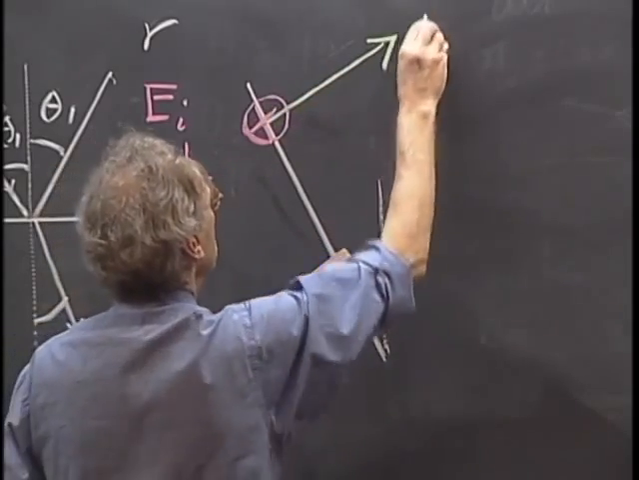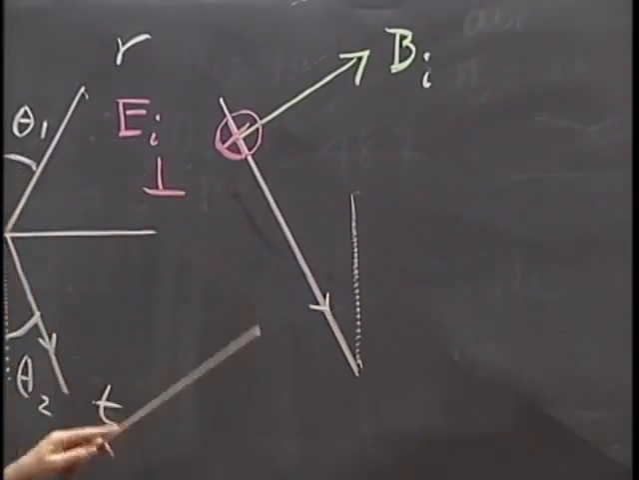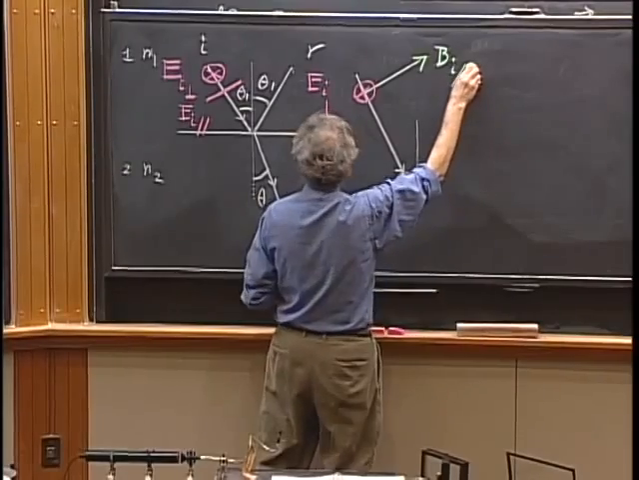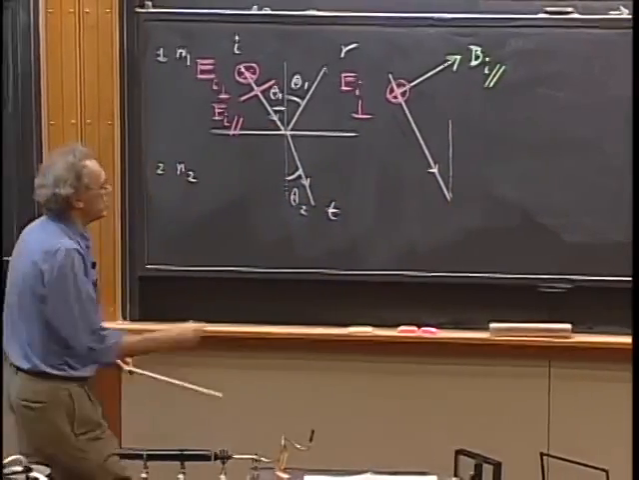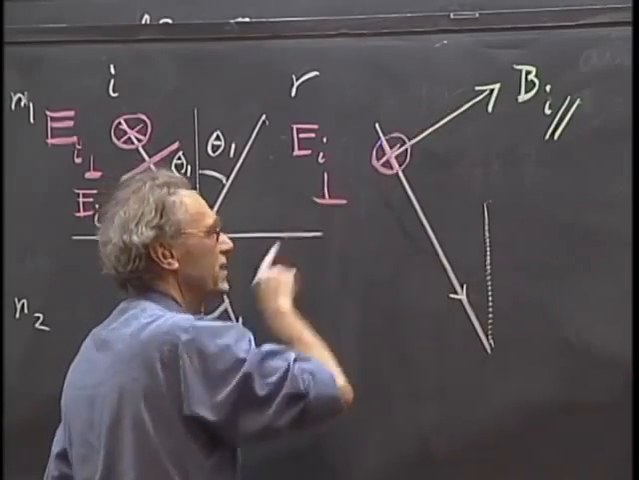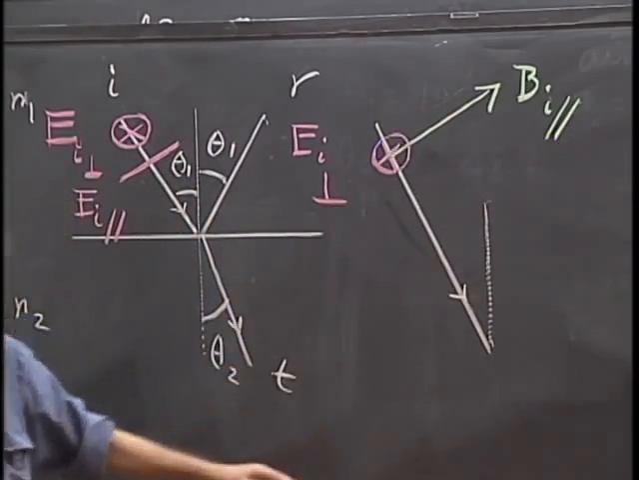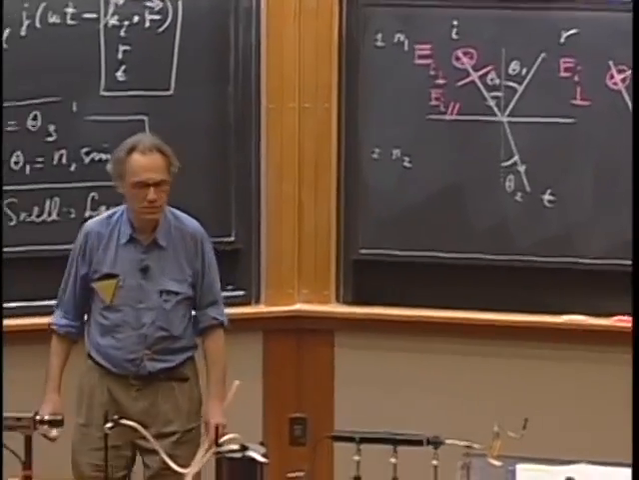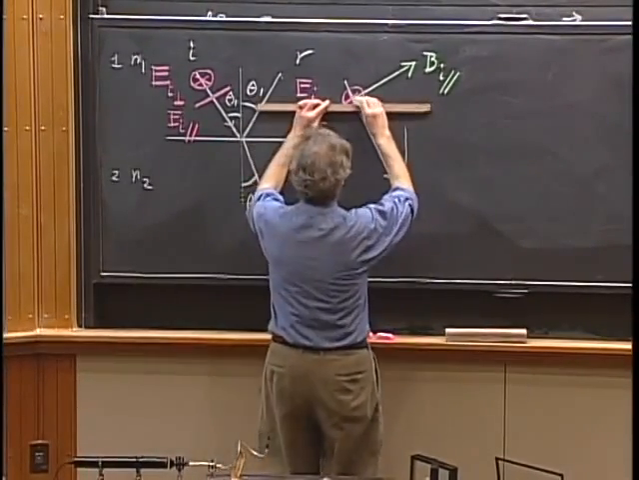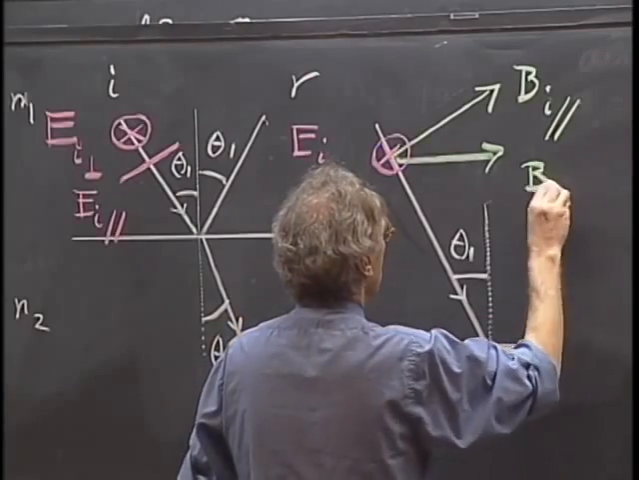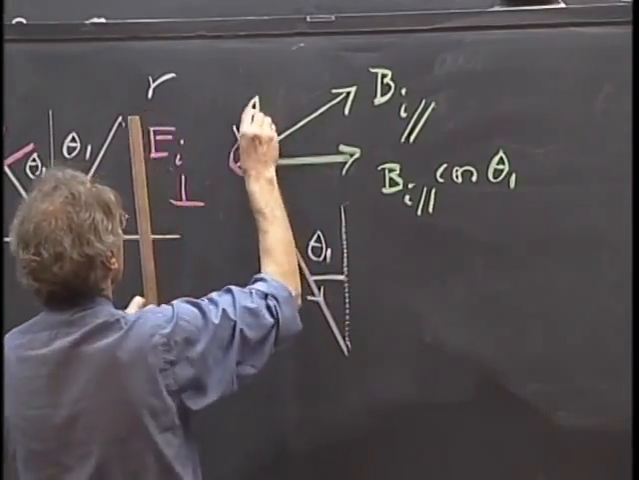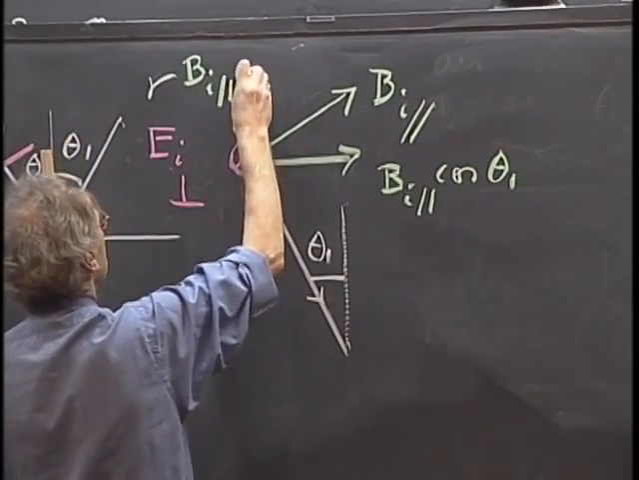This must be the B vector of the incident beam, but it just so happens that it lies in the plane of the blackboard. Therefore, we give it the symbol parallel. Because if the E vector is oscillating like this, the only way that the wave can propagate in this direction is if the B vector oscillates like this. So it is the B parallel component that is married to the E perpendicular component. This angle is theta 1. I'm now going to decompose this one. I will do it in green. B incident parallel times the cosine of theta 1, and the vertical component is B incident parallel times the sine of theta 1.